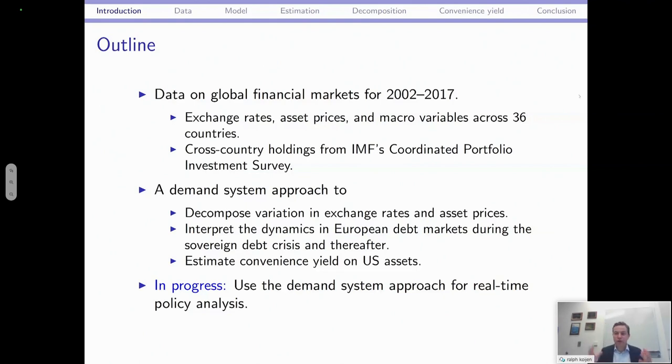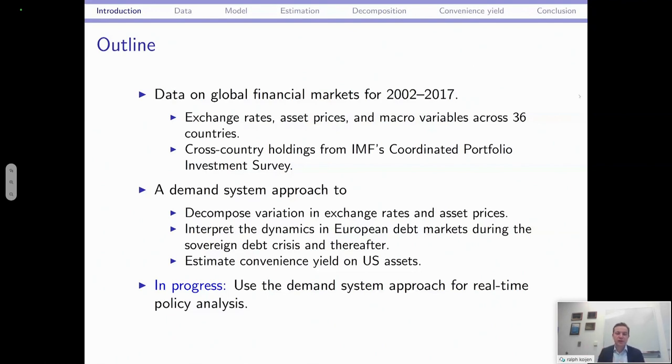Similarly, we're going to have a way of thinking about longer frequency, lower frequency yield differentials between Germany and the US, which were very large before the COVID-19 crisis. Another application of the same framework, we're going to think about estimating the convenience yield on US assets, the special demand for US securities. And again, the same framework allows you to estimate the impact on prices of those effects.